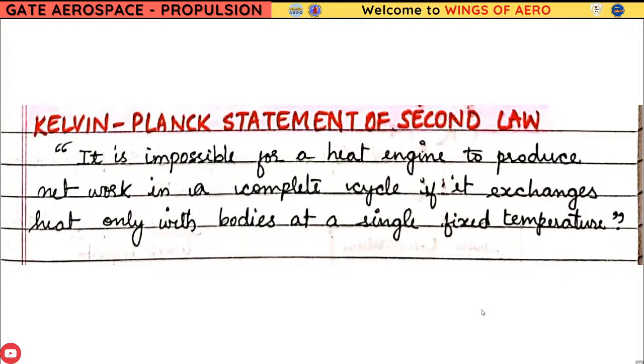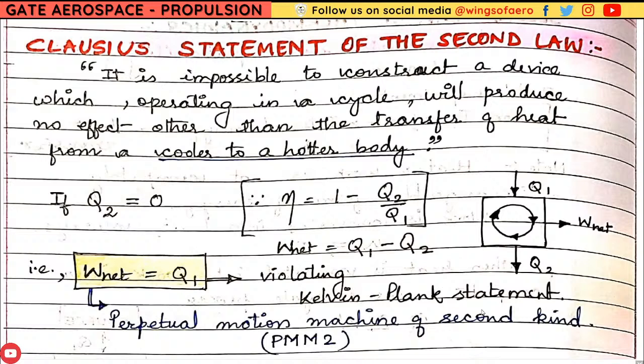Okay. Now we have some few statements: Kelvin Planck statements of the second law. You have to remember the statements. Then next we have Clausius statement of the second law. So you have to understand the statements, you have to memorize the statements. Let me brief you a bit on what the statements are trying to say.